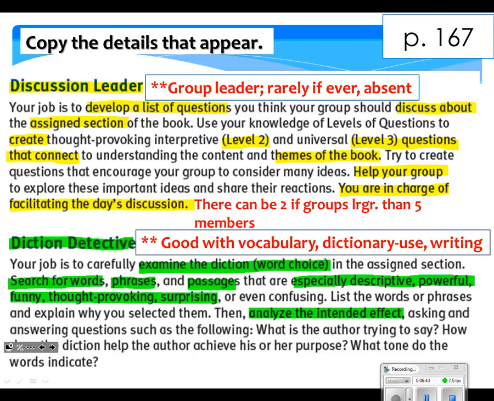is. A diction detective, if you've got a nice high SRI score, 900 or up, you'd probably be a really good fit. Someone who can determine words, get the nuances of them. Someone who's pretty good at writing. It's not a struggle. They're able to do it with some instruction. These would be diction detectives.